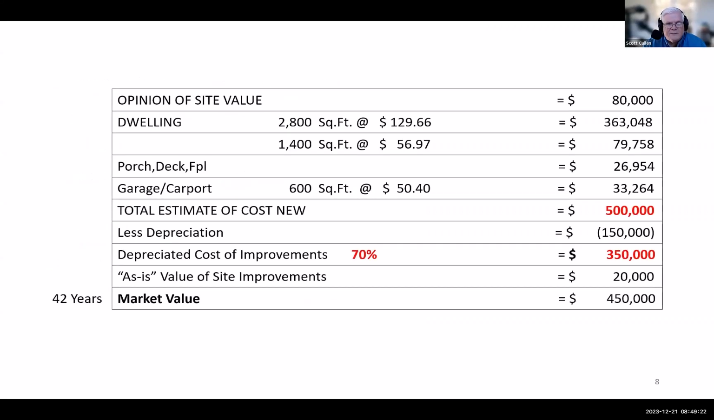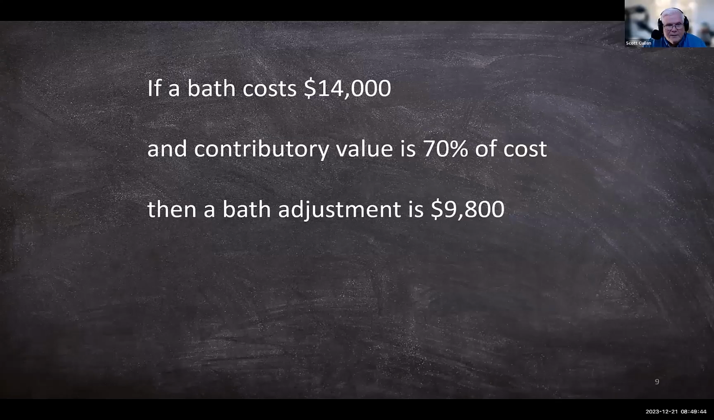More analytics of the cost approach. If replacement cost new is $500,000 and depreciated cost is $350,000, we know that depreciated cost is 70% of replacement cost. Why do you want to know this? You can use this to support sales grid adjustments for all categories that relate to cost. This is how you could support a bath adjustment.